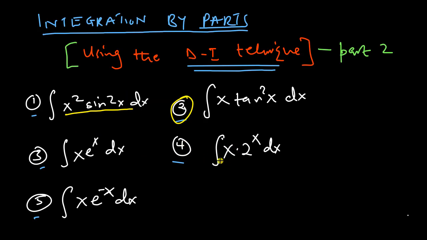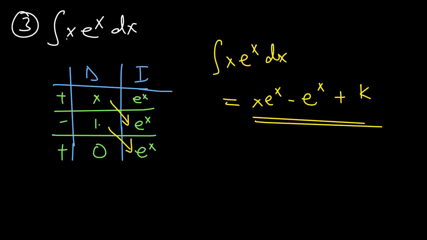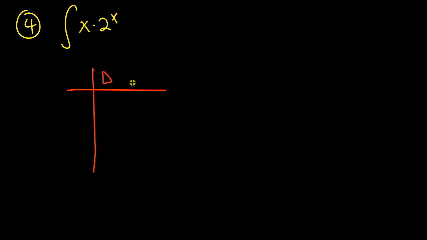Problem number 4, yeah, this looks interesting also. The integral of x times 2 to the power x dx. Okay, so I will erase this page. Problem 4, x times 2 to the power x. Let's draw our table like we've been doing. So we have D, we have I. You can already see that x is easier to differentiate up to 0 in this case.